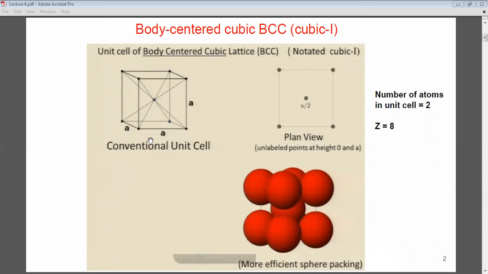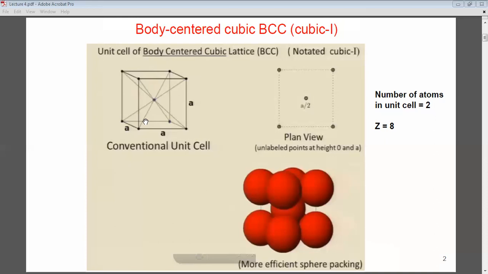It's obvious from this picture that the coordination number, that is the number of nearest neighbors, for the point in the middle, for example, is 8. Obviously, if we take this atom in the middle, we find that it has 4 atoms on top and 4 atoms in the bottom, making a total coordination number of 8.